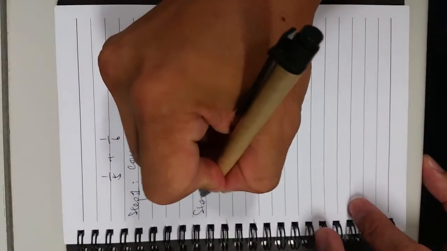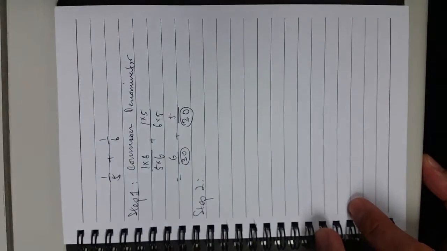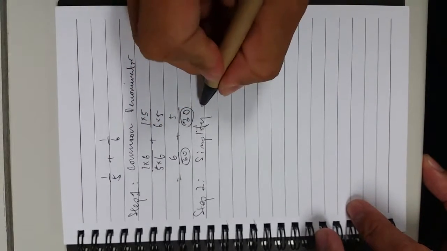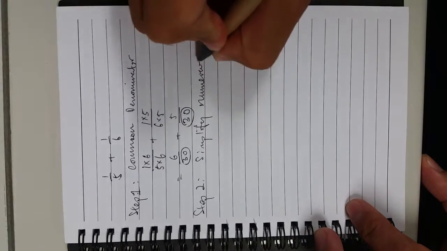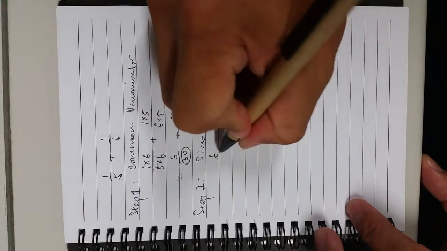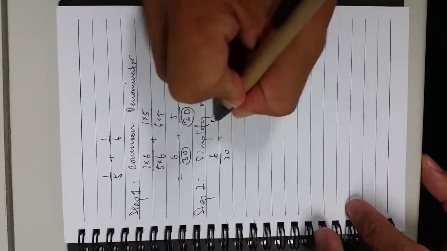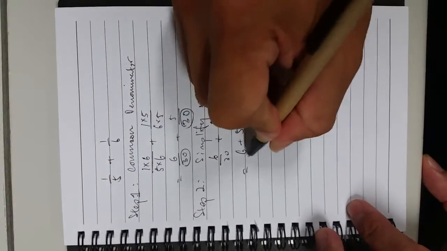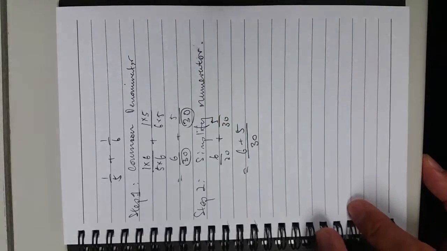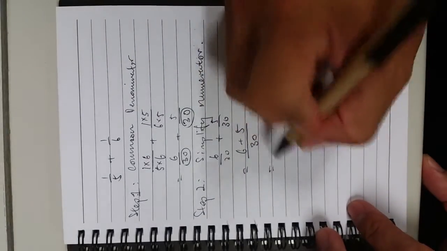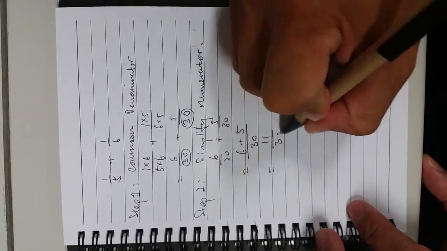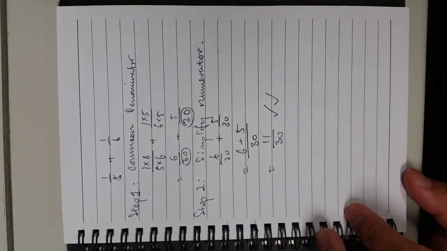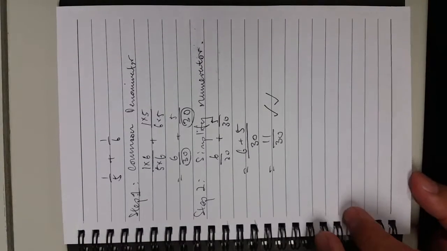Now we are ready to go to step 2. Once you have the common denominator, step 2 is to simplify the numerator. So you will have 6 over 30 plus 5 over 30. You add the numerators up, and the denominator will remain as 30. Now you simplify: 6 plus 5 will be 11 over 30. And there you go, you would have added 1 over 5 to 1 over 6 successfully.